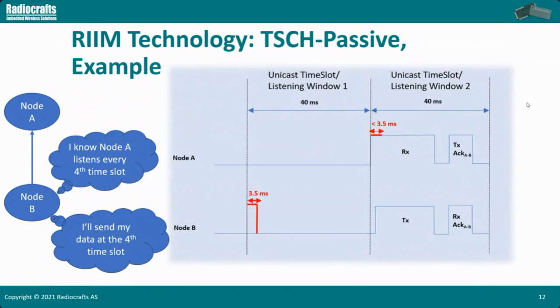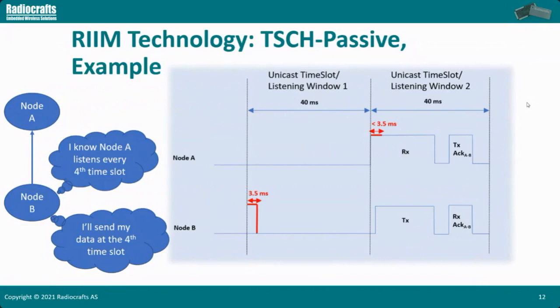node A is listening. And on the right-hand side, we have the same example. You can see that, for example, node B, this is listening window 1, is the time slot where it should be listening. It turns on the radio, nothing for 3.5 milliseconds, goes down again. But then in the second time slot, there is actually something, so it keeps it on, and node A now can receive the packets from node B and then also send an acknowledgement.